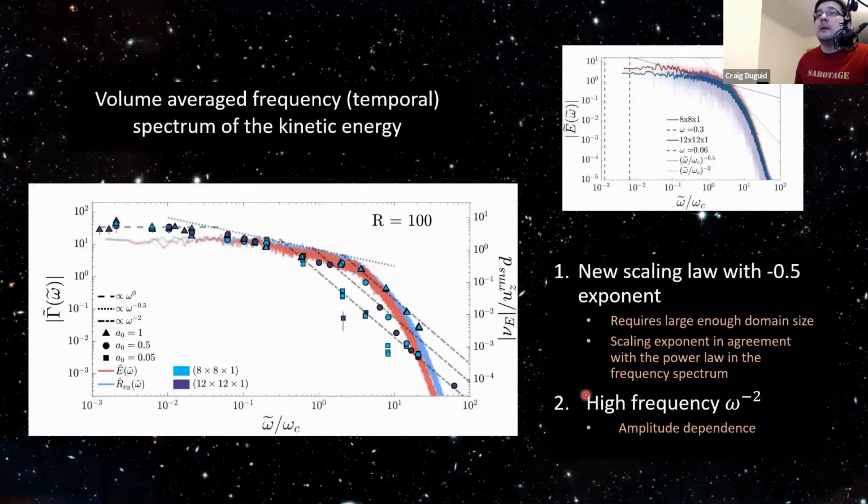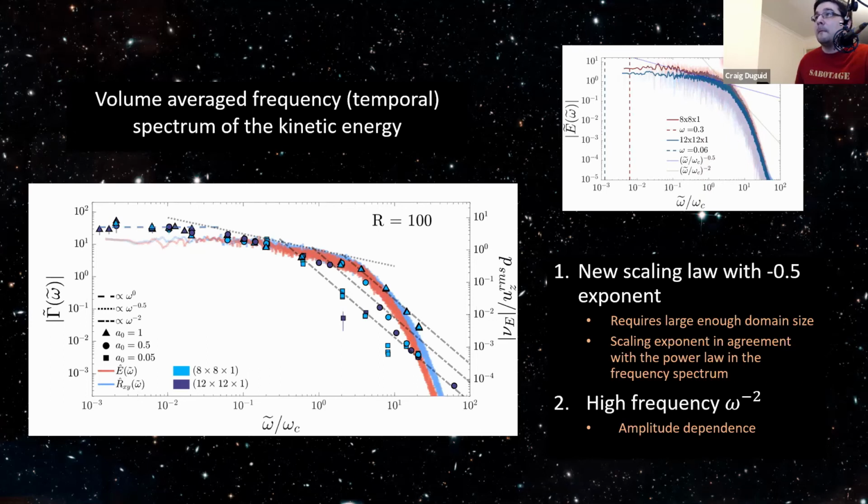So another thing we cared about was the temporal behavior. So we looked into the frequency spectrum. So it's the temporal spectrum of quantities such as the volume average kinetic energy or the volume average Reynolds stress. So this can be thought of as taking the Fourier transform of a time series of some quantity. And we observed this robust -0.5 power law in the frequency spectrum.